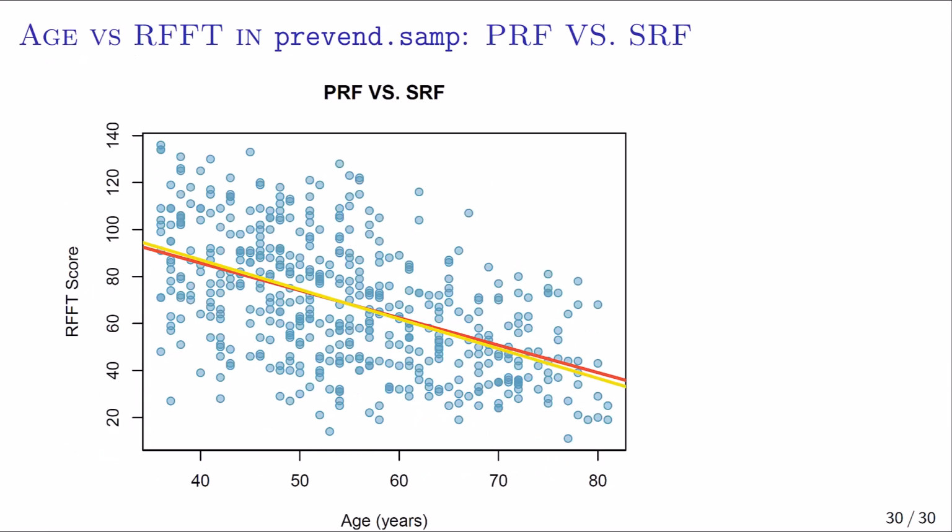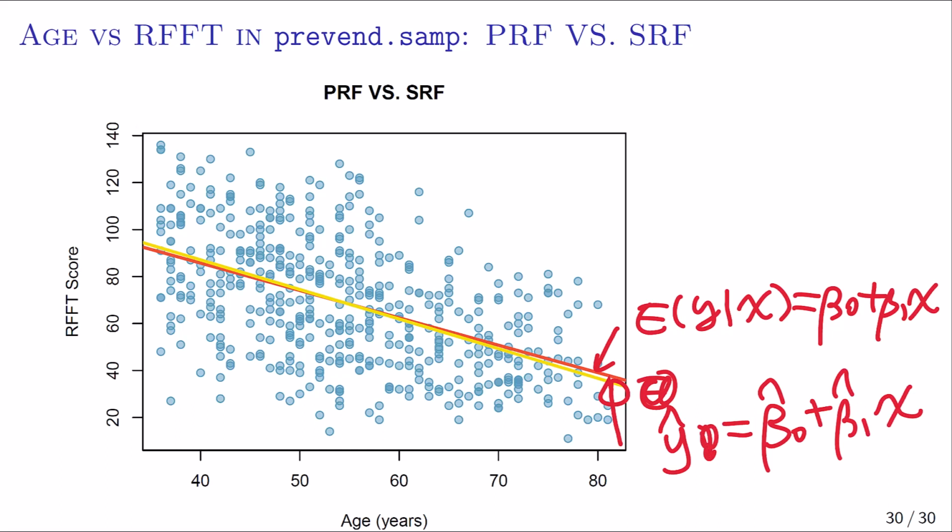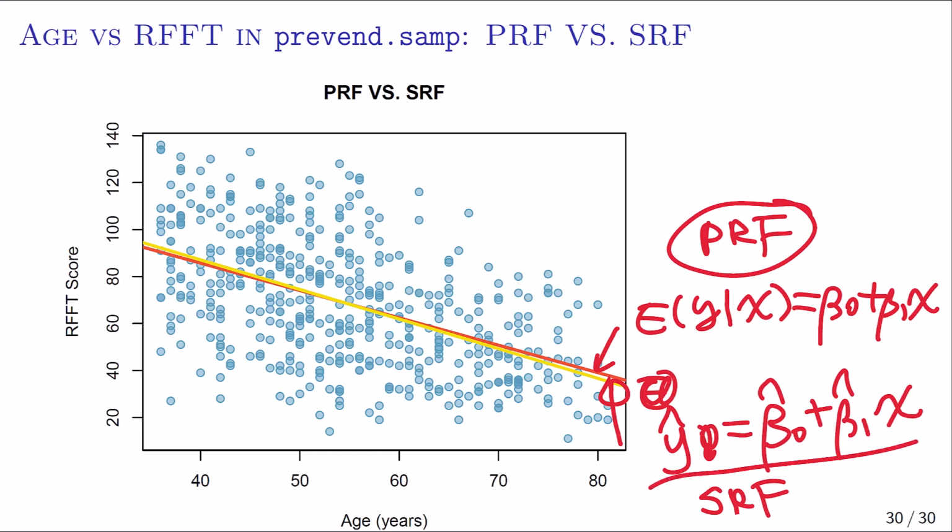Now finally we can see something. You can see right here, this red line is the expected value of y given x, beta naught plus beta 1 x. And this yellow line is yi hat equals beta naught hat plus beta 1 hat times x. This is the PRF, and this is the SRF. Most of the time we do not know the PRF. If you knew the PRF, there would be no point in running the regression, right? The SRF is what we can get from the sample.